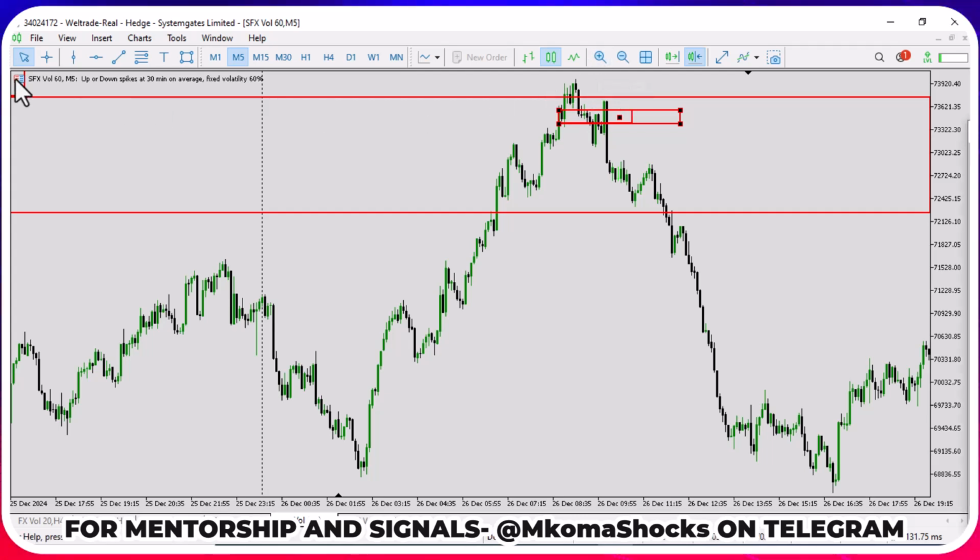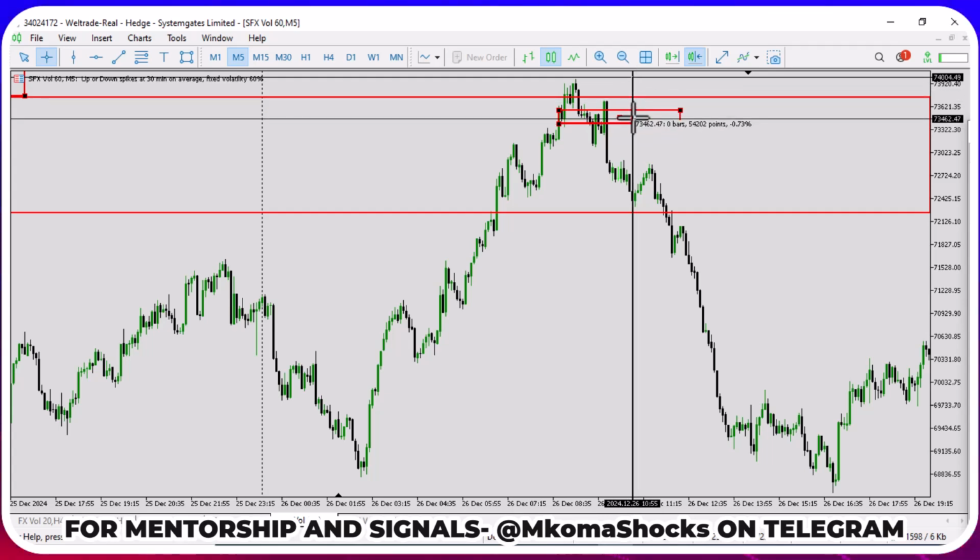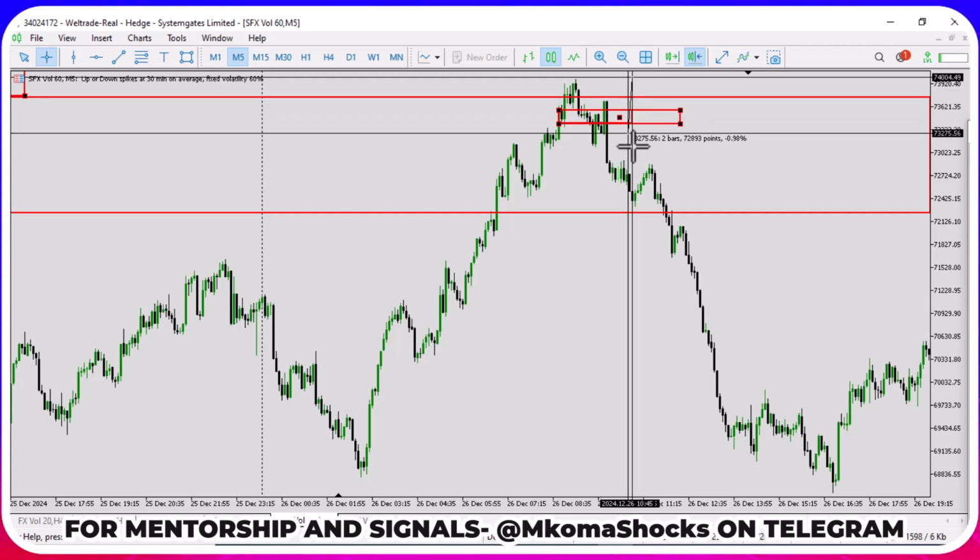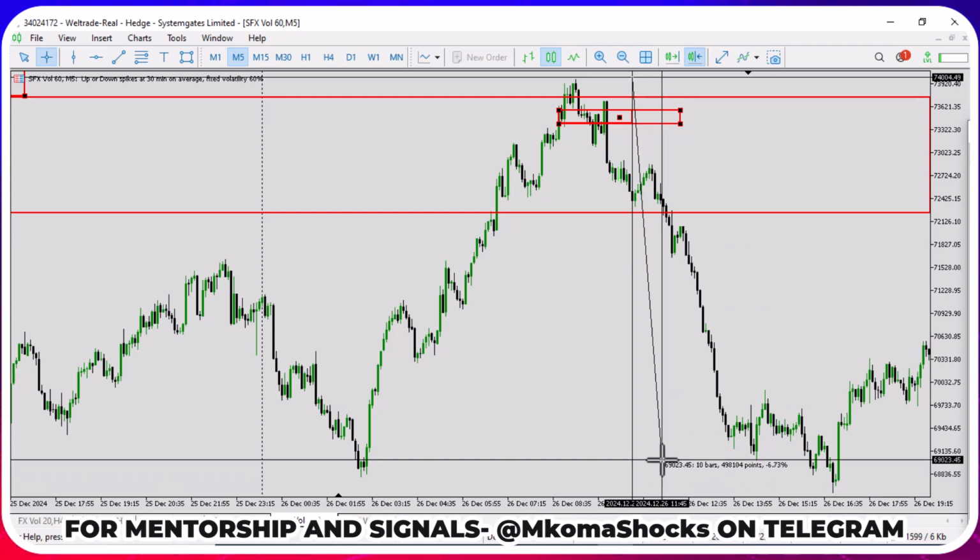So if you were to enter at this particular point, what you are going to see is simple. You were going to put your stop loss at this particular point, right? You're going to put your stop loss above here at this particular price, and your entry was going to be here, and you're going to be targeting all these, right?